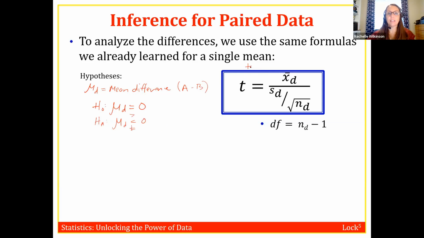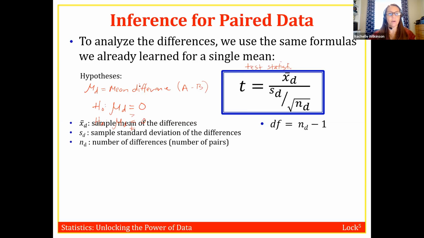For our test statistic, that's what's in the little blue box over here. It's still going to be a t-test statistic, and we're going to have x bar d, SD, ND. These are the mean, the standard deviation, and the number of differences. Oops, I didn't write up high enough. That's okay. Hopefully you can see what I'm trying to say. So x bar d is the sample mean of the differences. SD is the standard deviation of the differences, and ND is the number of differences, or in other words, the number of pairs. And that test statistic is going to have degrees of freedom equal to n minus 1, or in other words, the number of differences minus 1.